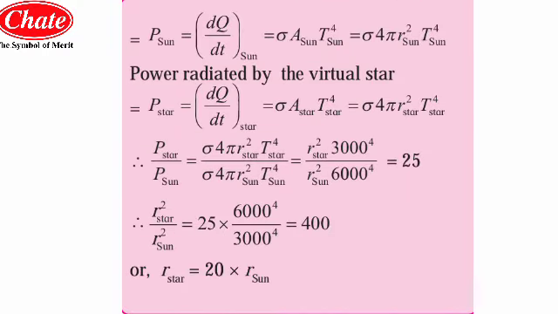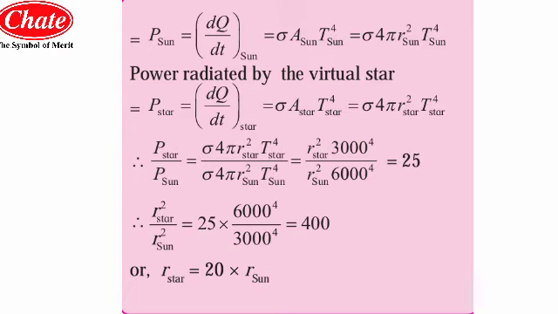Now by using the relation, the power radiated by the sun is equal to dq by dt, meaning the amount of heat radiated over that particular time, that is dq by dt is equal to sigma into the area of the sun into the fourth power of the absolute temperature of the sun, which will be equal to sigma into the area, which is 4 pi r square, the area of the sun, into the fourth power of the absolute temperature of the sun.